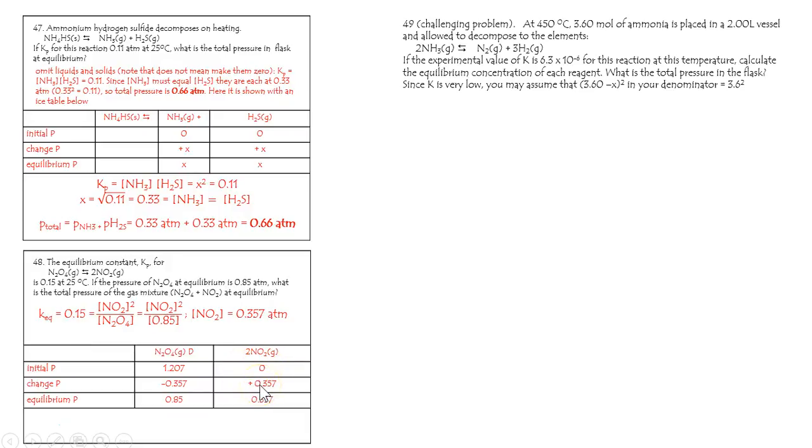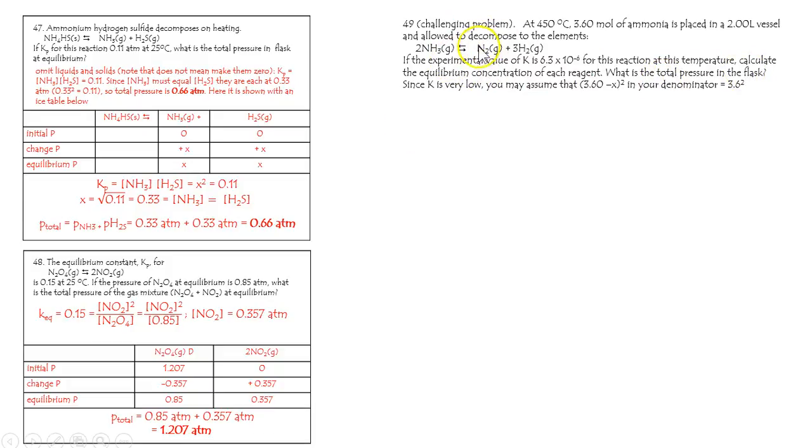If this goes up by 0.357 atmospheres, then this must go down by 0.357 atmospheres, giving us our equilibrium concentrations of each, and they want the total pressure at equilibrium, therefore we just add up those two. And therefore, at equilibrium, there's a pressure in the flask of 1.207 atmospheres. Here's another problem that deals with the decomposition of ammonia. They give you the K value, and they want the total pressure in the flask.